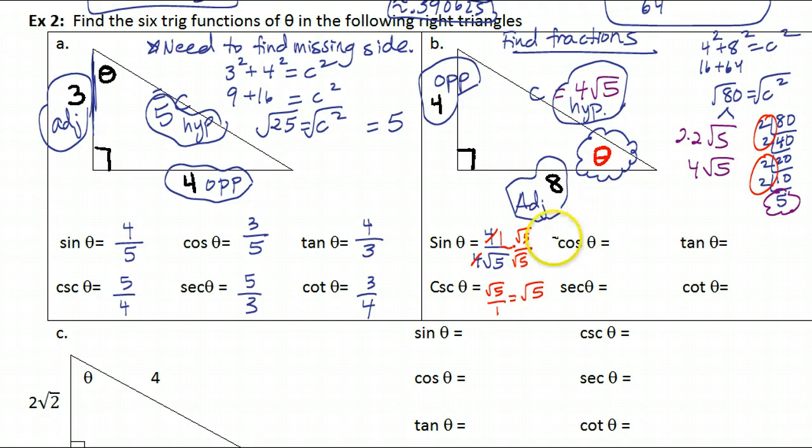And I end up getting 1, because remember, 4 and 4 canceled, so 1 square root of 5, which is just square root of 5, and then this on bottom turns into 5. So square root of 5 over 5 is my sine value.